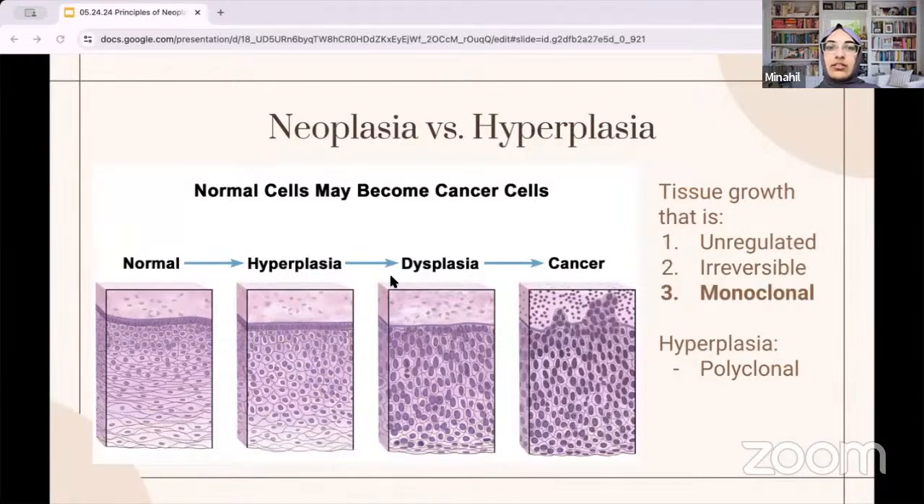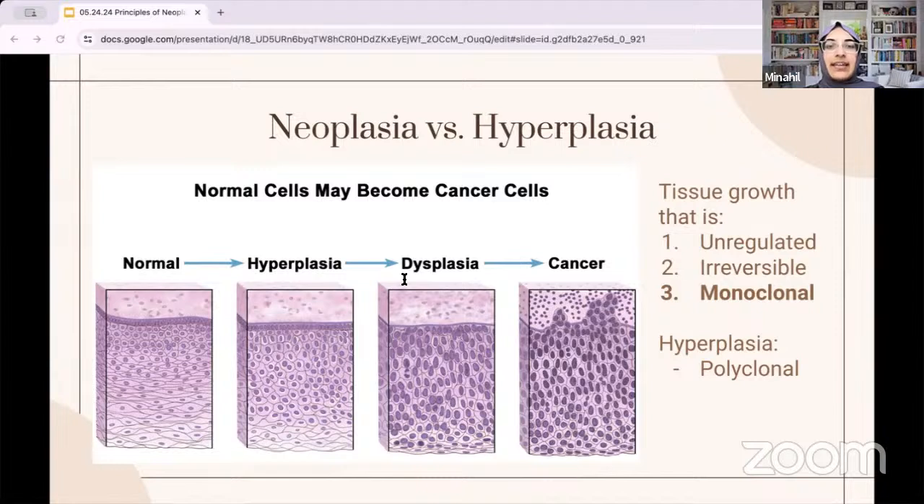So what does monoclonal mean? Essentially, monoclonal means that the neoplastic cells are derived from a single mother cell, or from here on, a single isoform. This new tissue growth that's unregulated, irreversible, and monoclonal is really what distinguishes neoplasia from hyperplasia. Again, monoclonal means that the neoplastic cells are derived from a single mother cell or single isoform.